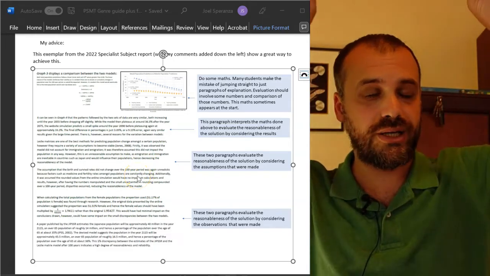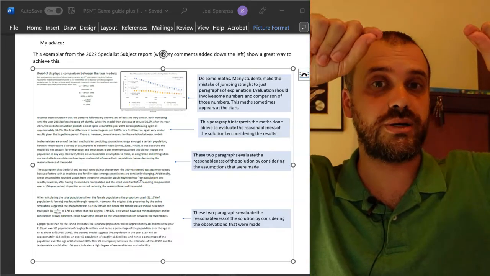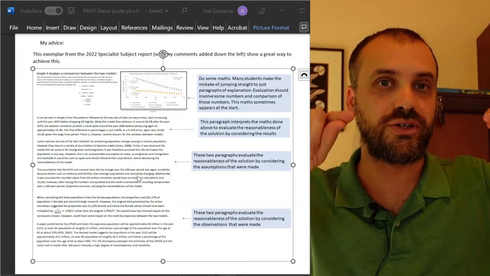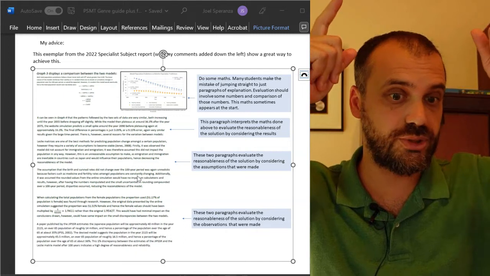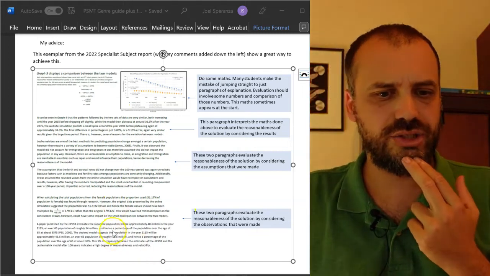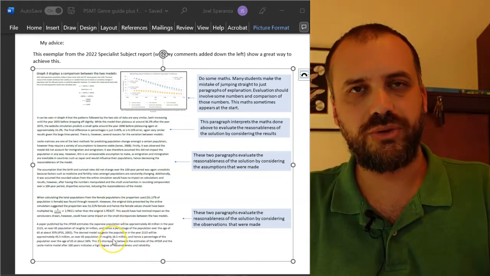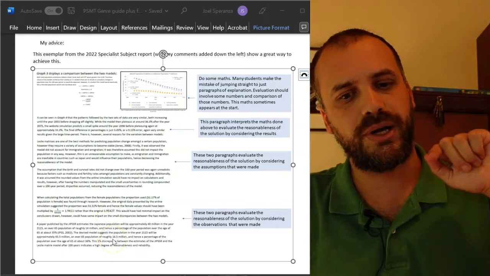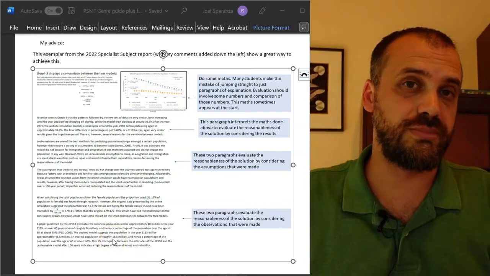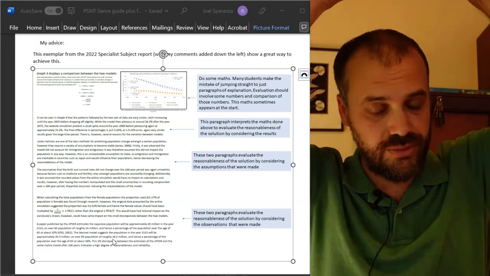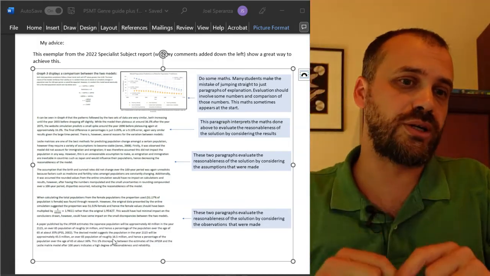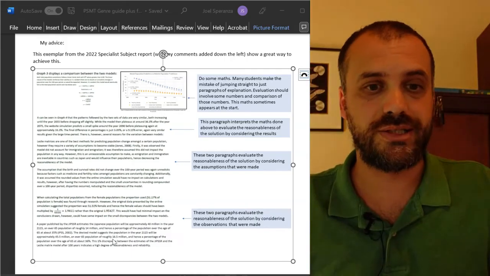So they went right back up to the top of their assignment, they looked at the assumptions they made, and they've evaluated the reasonableness of the solution by talking about those assumptions. And then these last two paragraphs are evaluations of the reasonableness of the solution by considering the observations made. Again, went straight up to the top, looked at some observations, brought them down here, and evaluated the reasonableness of the solution by considering them.